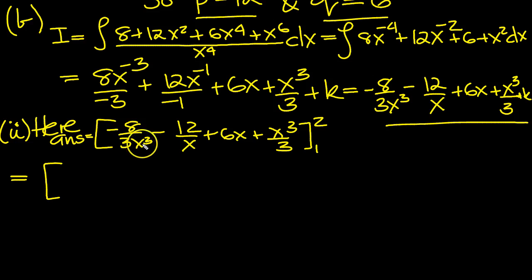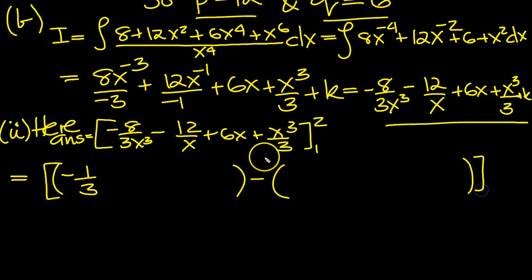So it's minus 8, 2 cubed will be 8 to cancel with it. So we're just left with minus 1/3. This is our top value. Take away the bottom value. So the first one was a 2 in. The 2 cubed cancelled with the 8 to leave minus 1/3. Then the 2 goes in here. 12 over 2 is 6 with a minus. Then we've got a 2 in here. 6 2s are 12. And then we've got 2 cubed rather, which is 8 over 3.